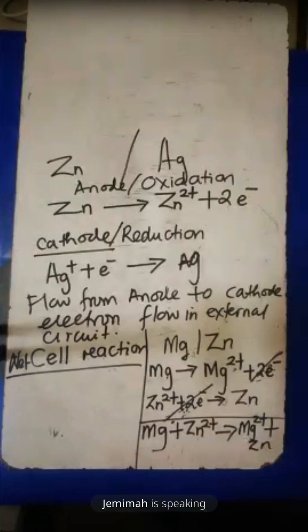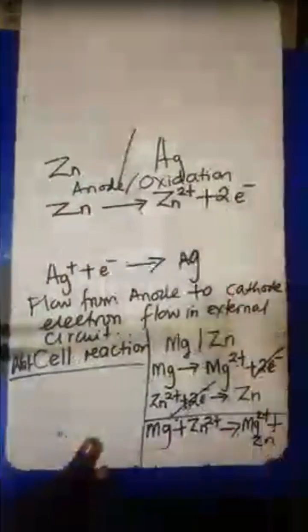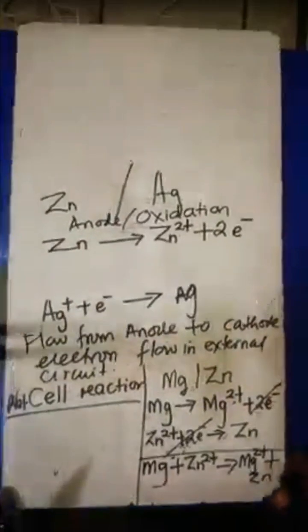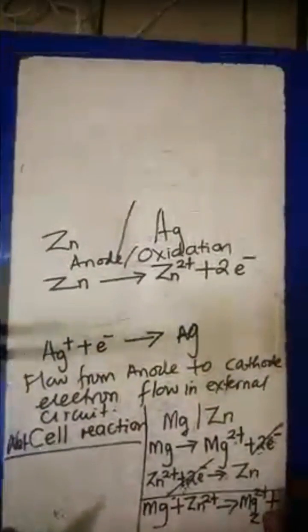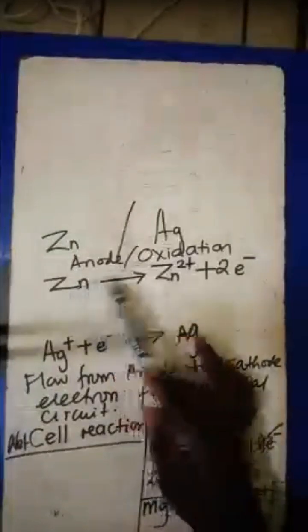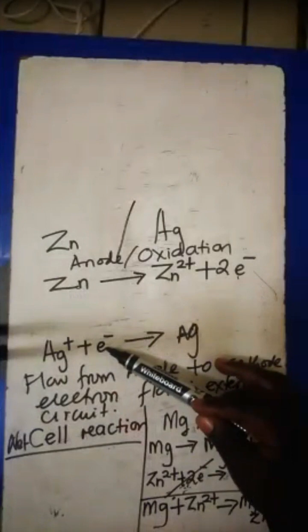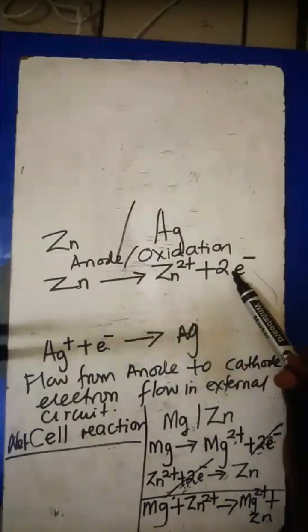Yes, ma'am. Good. Now because all of you say yes, I want us to go to a situation whereby the electrons are not the same. In the one you did on top, zinc was losing 2. But can you see on silver, it's only 1. Can you see the 2 and 1 are not the same?